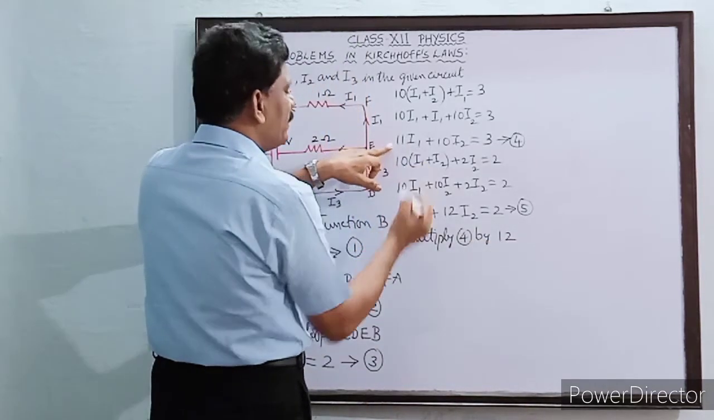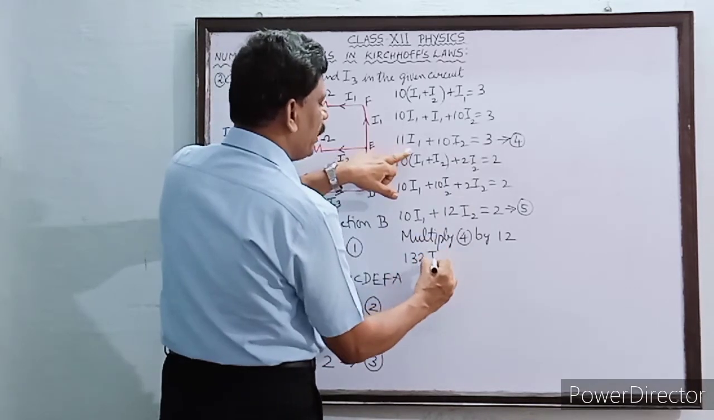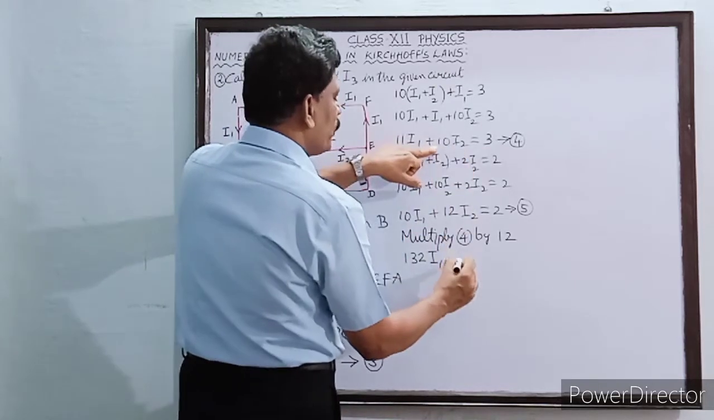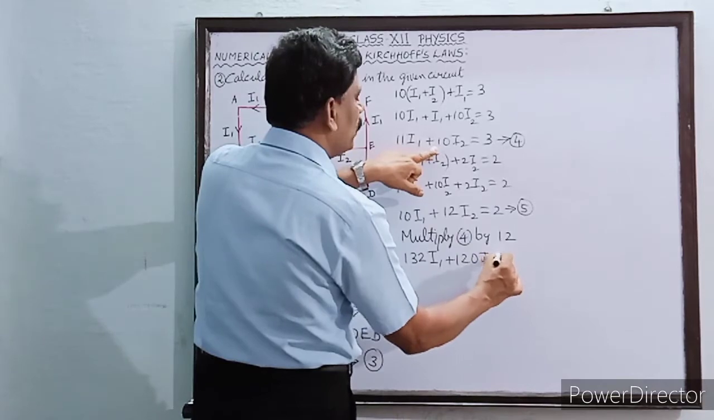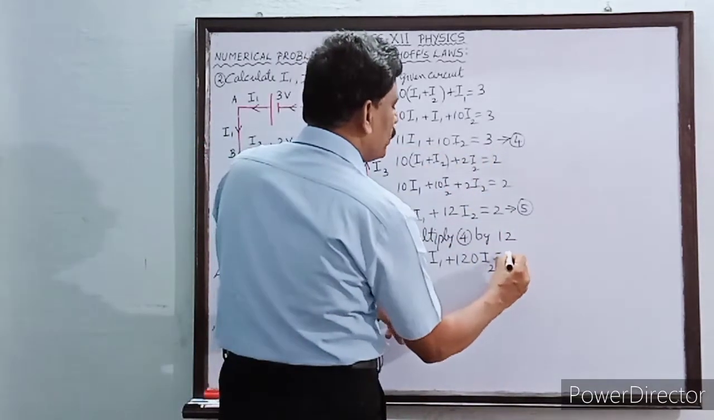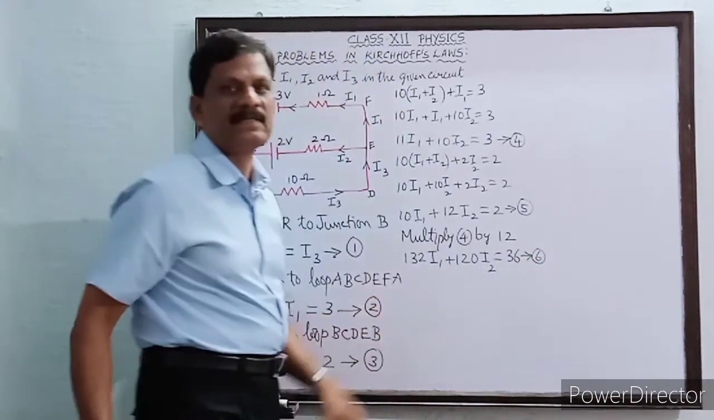So I am going to multiply now. 11 into 12 is 132. So this is 132 I1 plus 10 into 12 is 120, 120 I2. This is equal to 12 threes are 36. So this is equal to 36. Now we have got equation number 6.